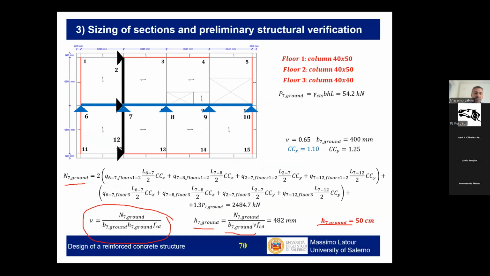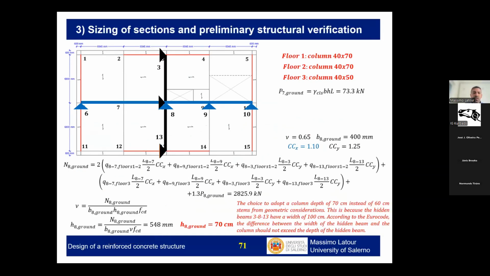to reach a target value of the non-dimensional axial load, which is, in this case, assumed to be 0.65, because these columns are not part of the primary framing. Okay, so this is allowed in this case. This is another example for column 8.